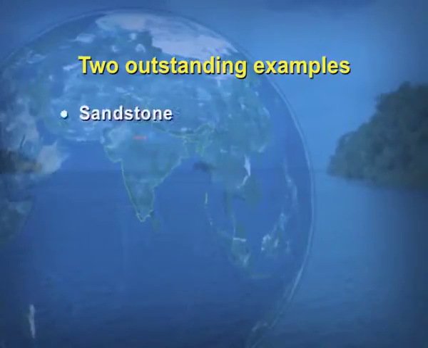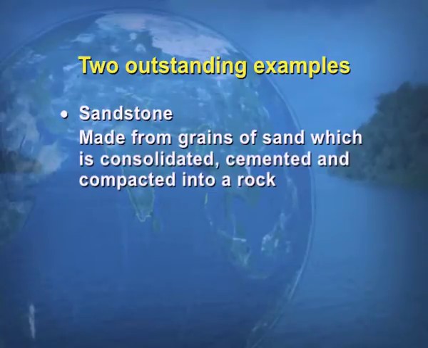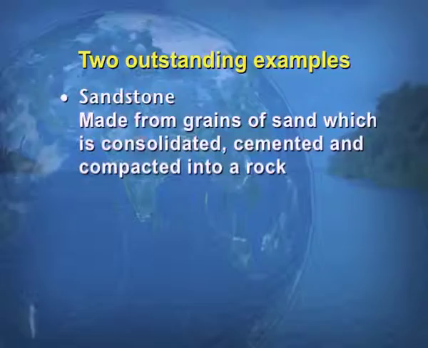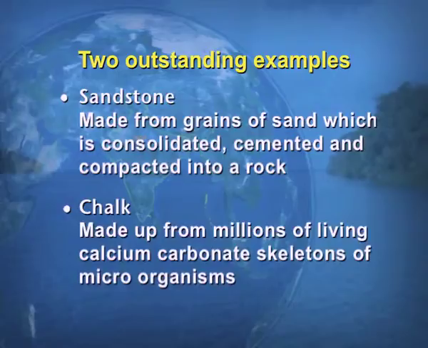Now, there are two outstanding examples of the rocks. One is sandstone, another is chalk. What is sandstone? It is made from grains of sand which are consolidated, cemented and compacted into a rock. Now, what are cementation and compaction? Cementation means when it becomes hard because of the pressure of the upper layer. Now, chalk is made up of millions of living calcium carbonate skeletons of microorganisms.